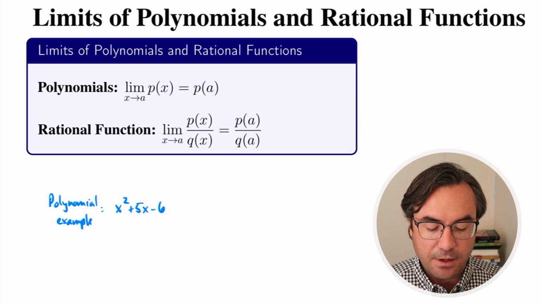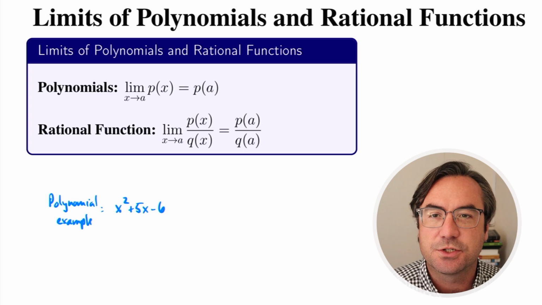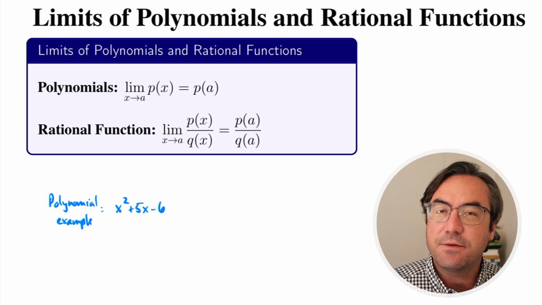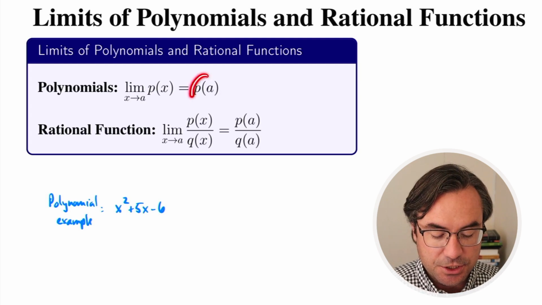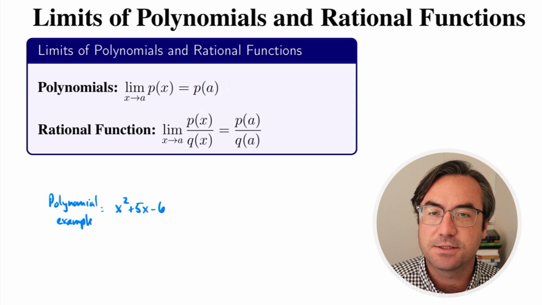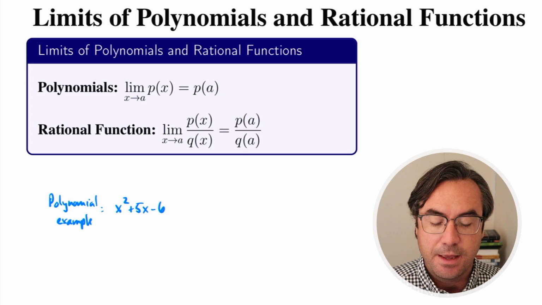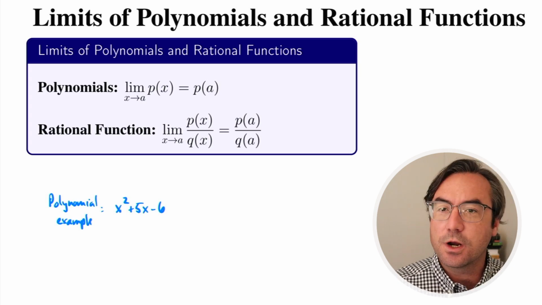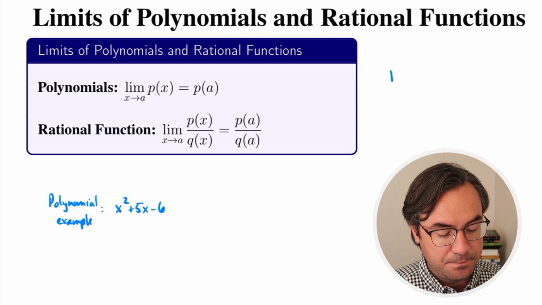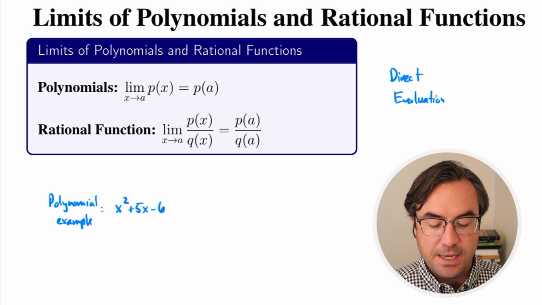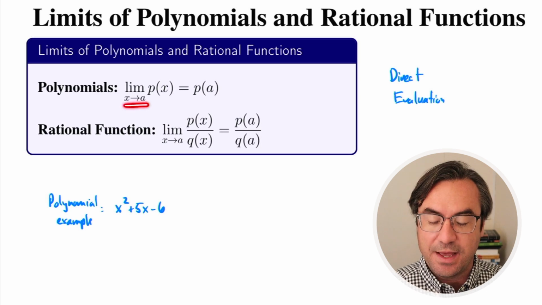So if we're doing the limit of a polynomial, we'll generally just call this p of x as x approaches a. Well, all we have to do to calculate that limit is to just plug in the number x is approaching into our function. So if x is approaching a, we're just going to plug that into our function. And when we do that, we're going to call this direct evaluation. So all we're doing to calculate the limit of a polynomial is we're just going to plug in the number that x is approaching.